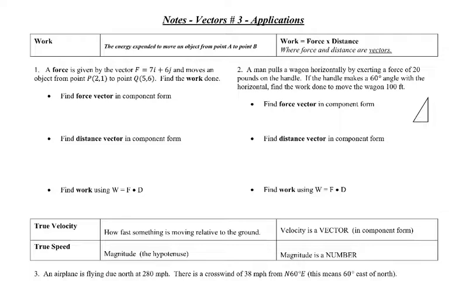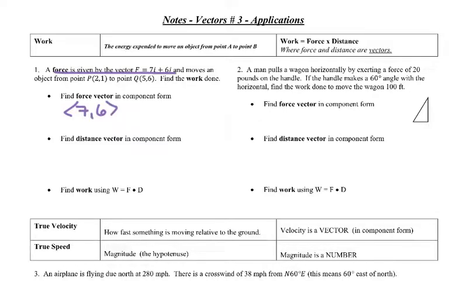Let's just do it. So the first thing is work. You've probably heard of this in your science class. Work is force times distance. Force and distance are vectors, so we're going to multiply. So we're going to write the force vector in component form. Force is given by 7i plus 6j, so wouldn't that be just 7 comma 6?